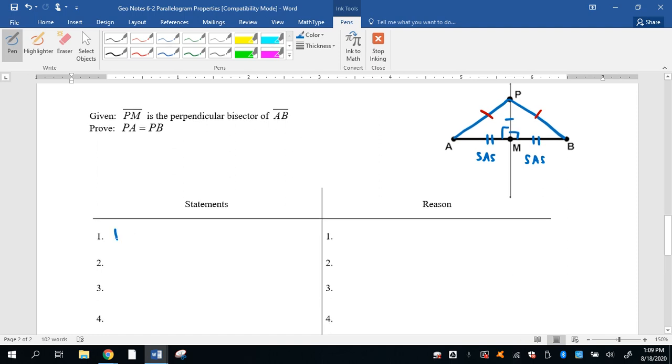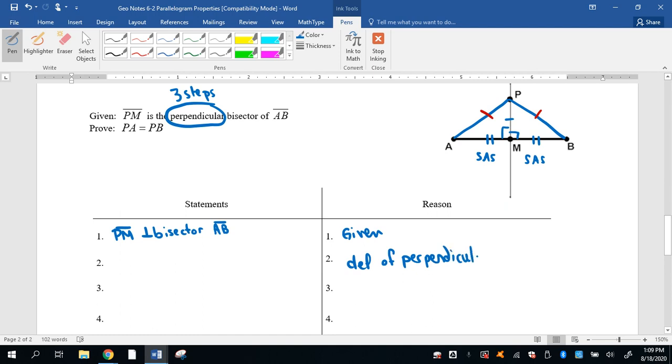The first step is segment PM is the perpendicular bisector of line segment AB. That's the given. Now let's go one word at a time. Whenever you see perpendicular, you should have 3 steps in your proof in this class. So definition of perpendicular means that the angles are 90-degree measures. So measure of angle AMP is 90, and the measure of angle BMP is 90.